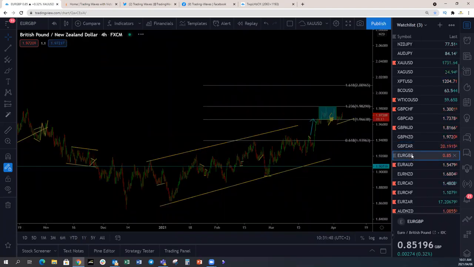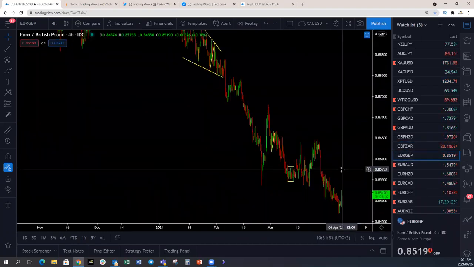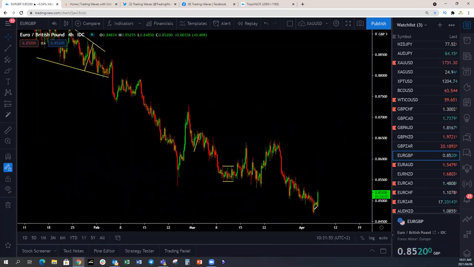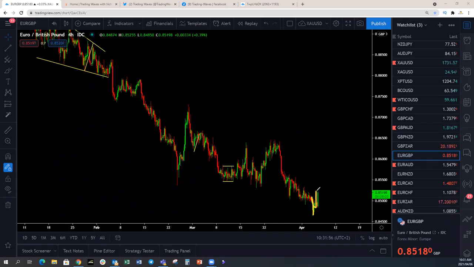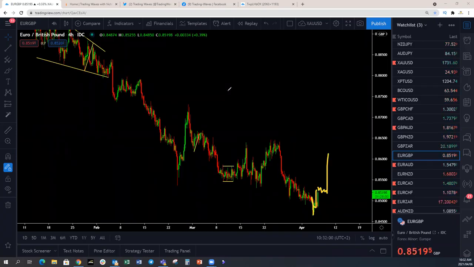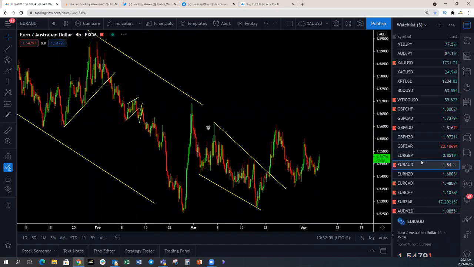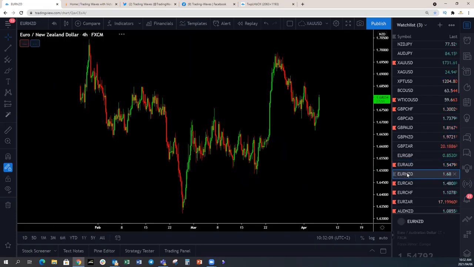Euro Pound. Is this a real bounce? Is this a real reversal, or is it a simple 3 waves? Let's see if we're going to get this. Euro Aussie. No trade setup there. I'm not looking for anything. It's just going sideways there.